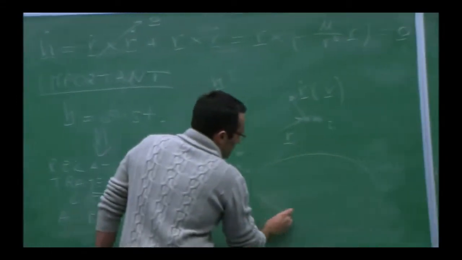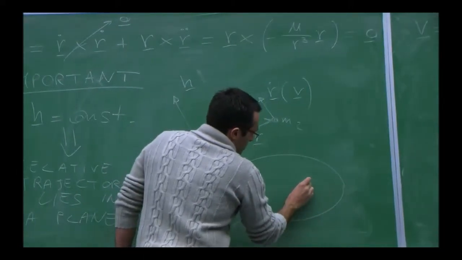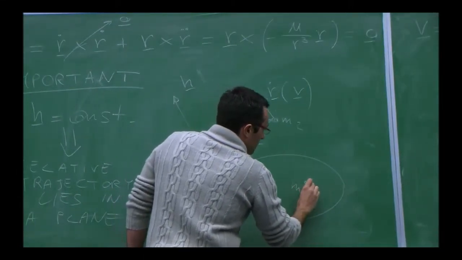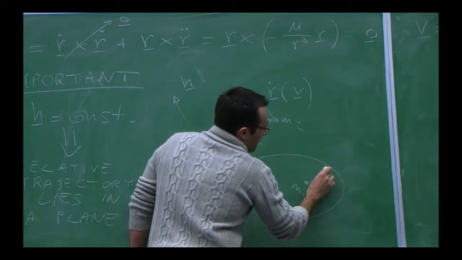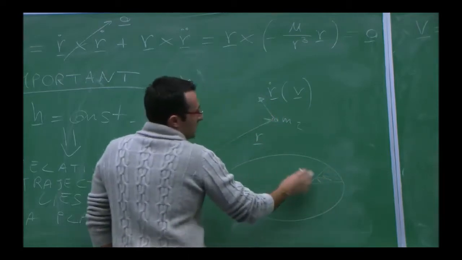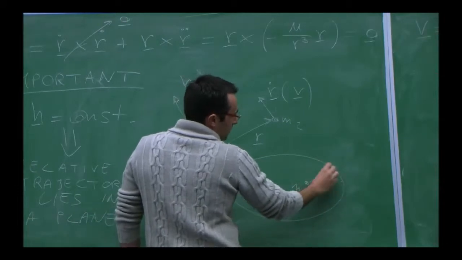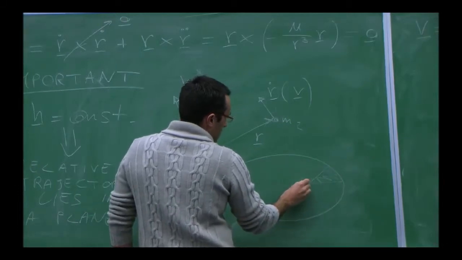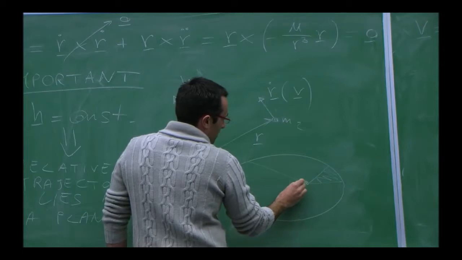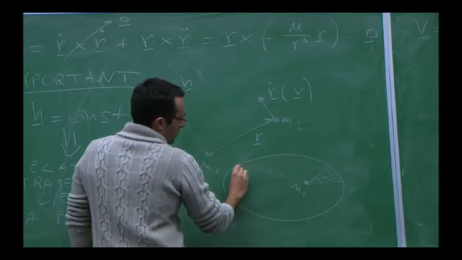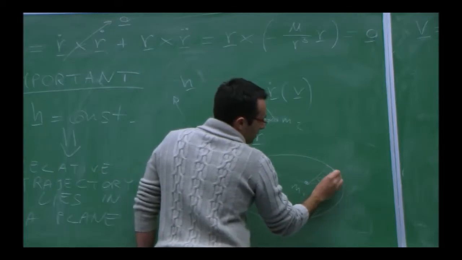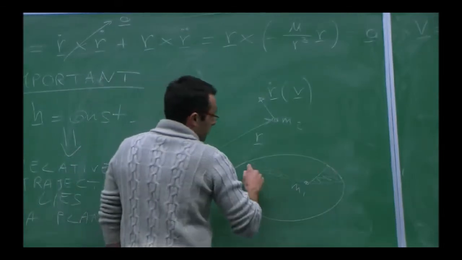I'm terrible at drawing usually, but maybe this will make some sense. If M1 is here, and you're moving in this area, and you have a short vector r, then in the same amount of time, delta t, you need to sweep the same area that you would sweep far away, where your distance is higher. So probably you need to move less on the arc here to have the same area. So here you're moving faster, here you're moving slower.